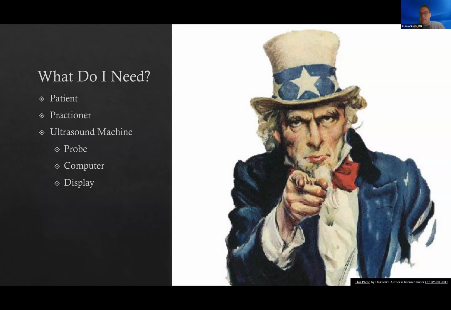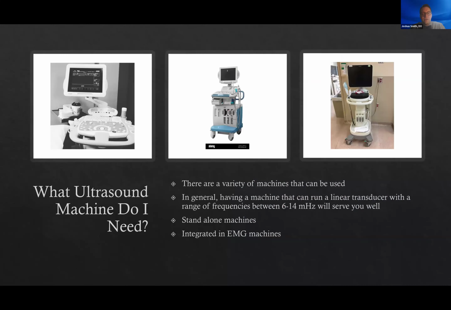And then you say, well, what do I need to do this? You need a patient, you need a practitioner who knows what they're doing, and you need an ultrasound machine. So probe, computer, and display. If you look at what you need to perform EMG nerve conduction study, it gets a little more complicated. There's a lot more parts. With ultrasound, the hardest thing to get is probably the ultrasound machine. But once you have that and some gel, you're good to go. Patients tolerate it very well, and it provides a lot of really good information for your care.